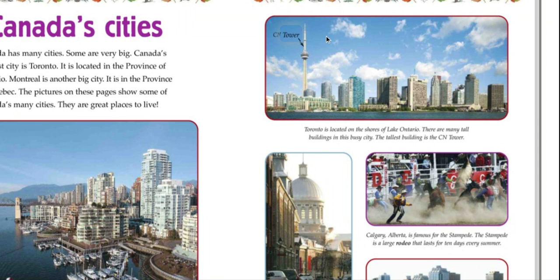It's a large building, has a little circlish thing. Toronto is located on the shores of Lake Ontario. There are many tall buildings in this busy city. The tallest building is the CN Tower.